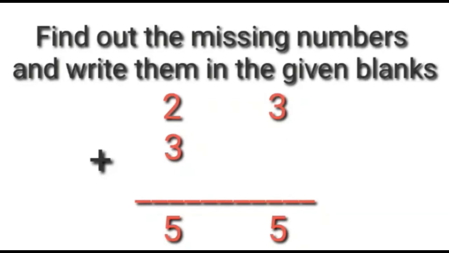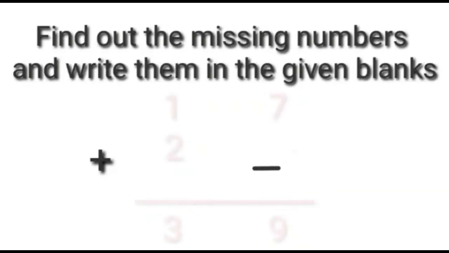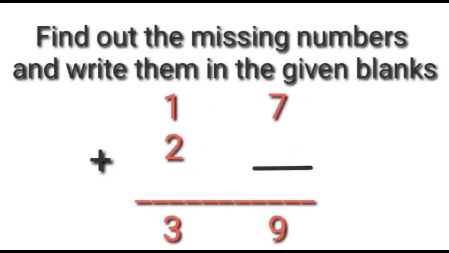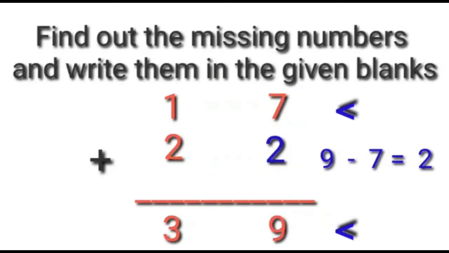Let us do another sum with the same process. Here we have to subtract the given number from the answer. So we have to subtract 9 minus 7. So what is 9 minus 7? Yes, the answer is 2. So we have to write the answer in the given blank. This is how we find the missing numbers.